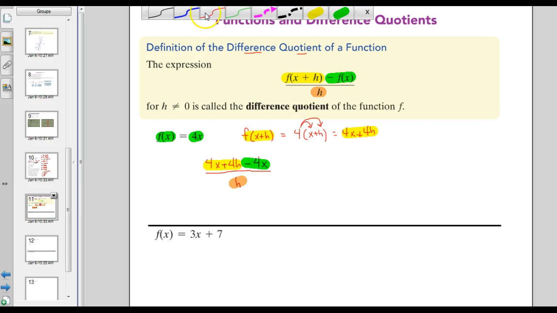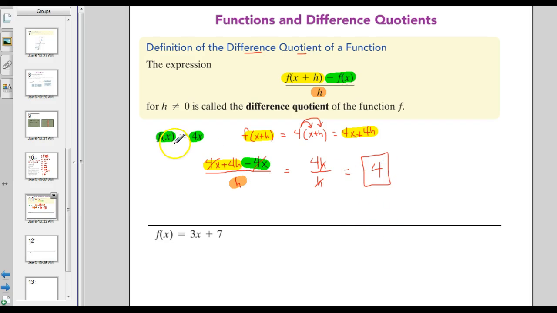Now we just simplify. What you should see happen here is that 4x minus 4x cancel, and we're just left with 4h over h. That should always happen. Your minus f of x should always cancel away with this f of x plus h expanded and simplified. And the other thing that should happen is your h in the denominator should at some point cancel. So we're just left with 4.